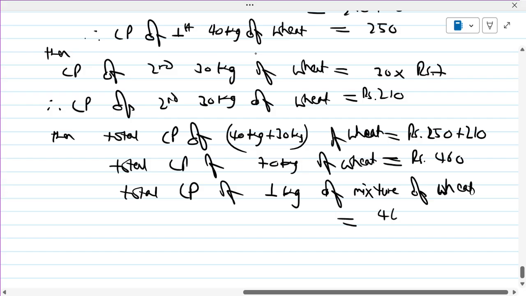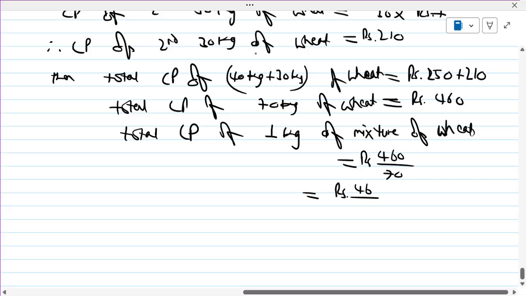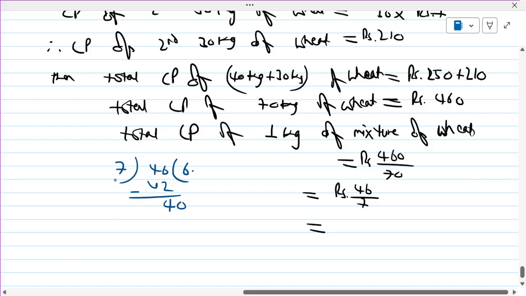So that is rupees 460 divided by 70. So how much are we going to get there? So 0 we get caught. So 46 divided by 7. I use this empty place to calculate this. So 7 6s are 42. 6 2 4. So 1 goes. So 0 we have to keep.